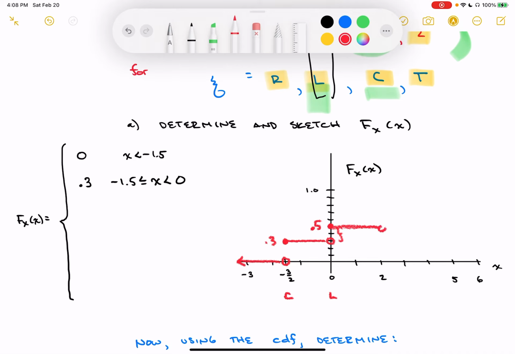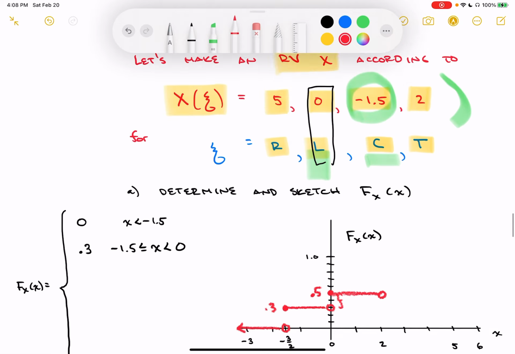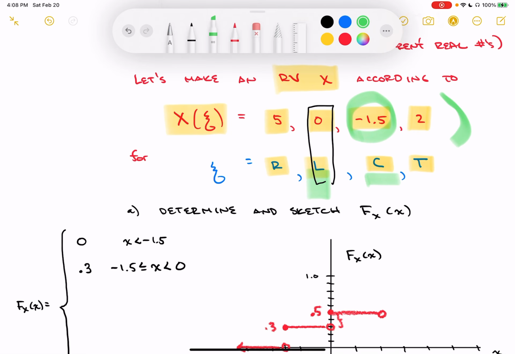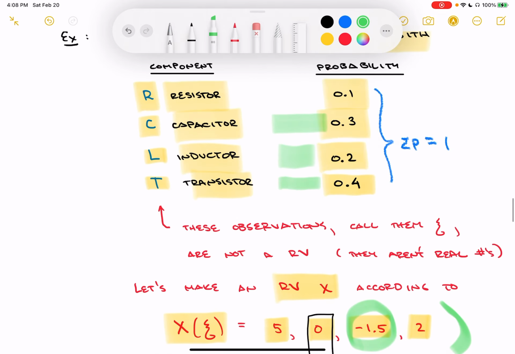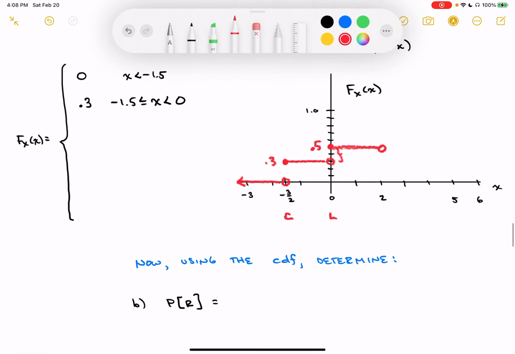Until I hit this value 2, which was the next thing. A value 2 is going to be my inductor, or not my inductor, my transistor. And a transistor occurs with probability 0.4. So I'm going to jump up now a value of 0.4. I'm going to go ahead and draw that in as well. So I'm going to get this 0.4. That's going to give me a total of 0.9. And that's going to hold for a while.